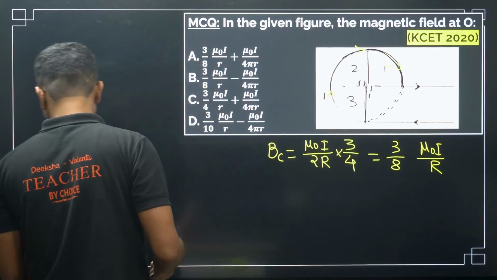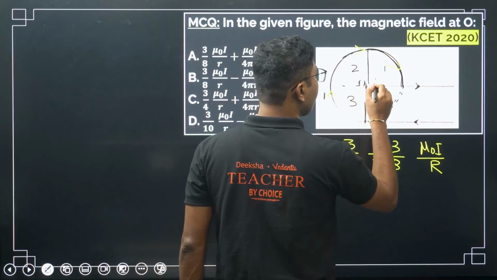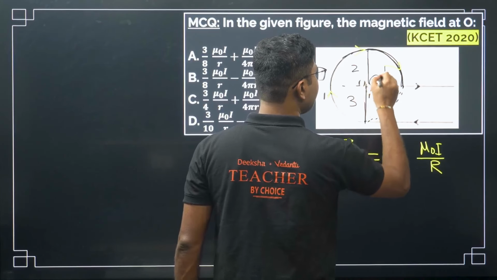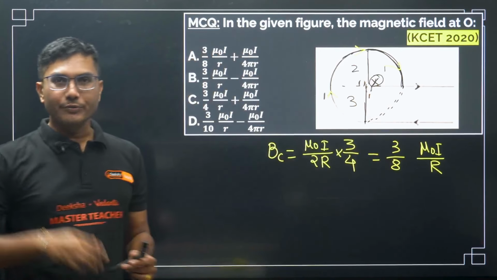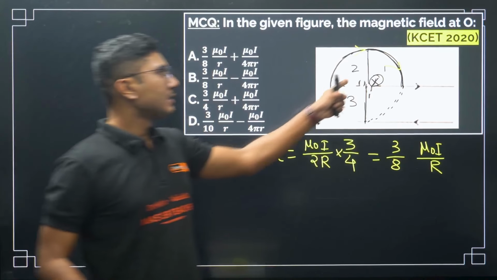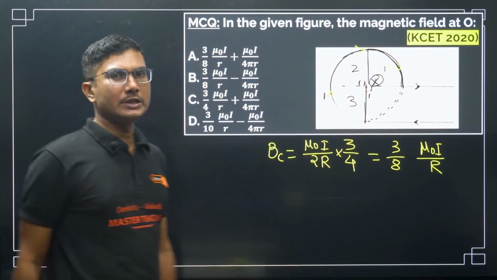Into the paper, how do we represent that? To represent into the paper, we use a cross sign. A cross sign is like a target, a dartboard. If you play darts, you are throwing towards the target, right? So this is the target, that's why it is going into the paper. That is the representation.